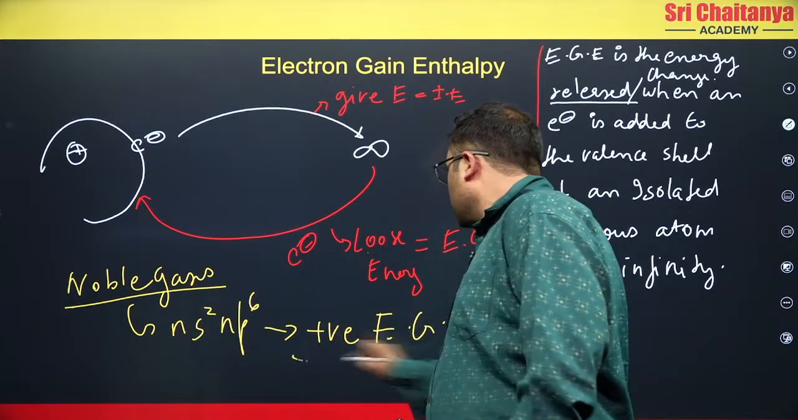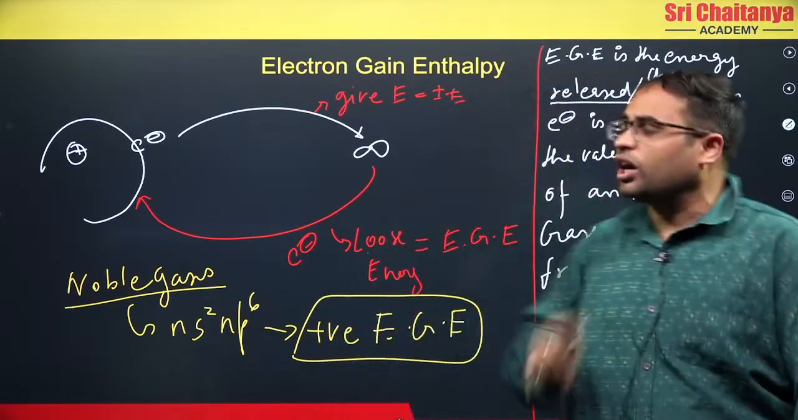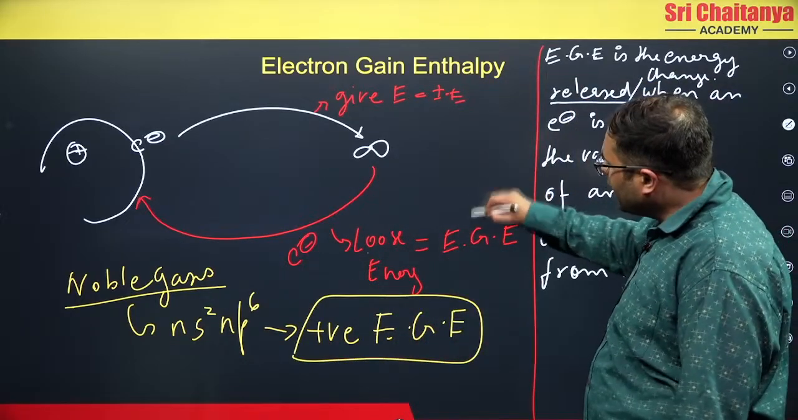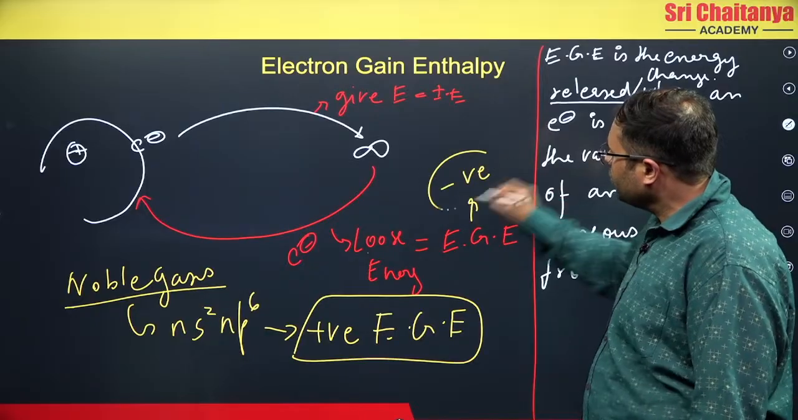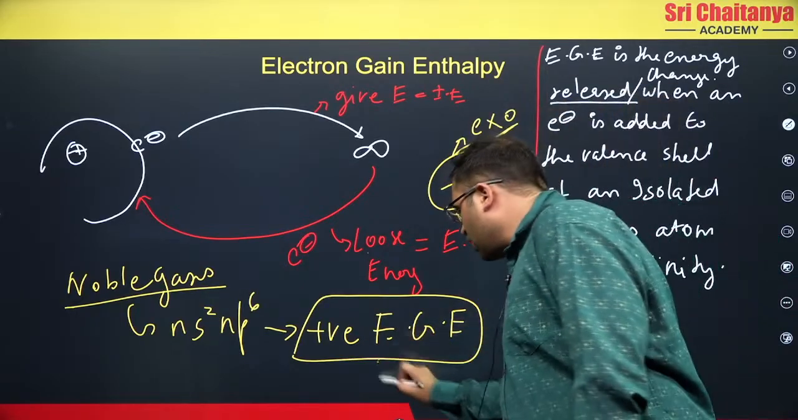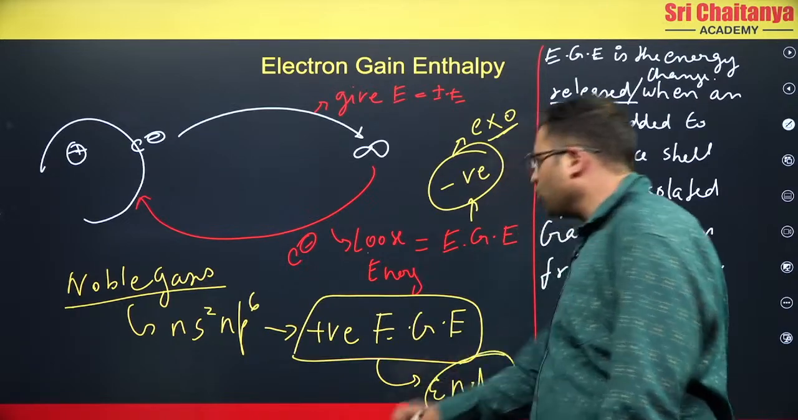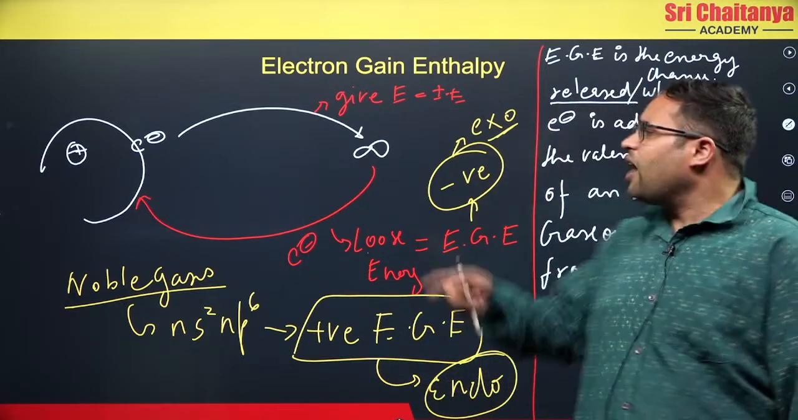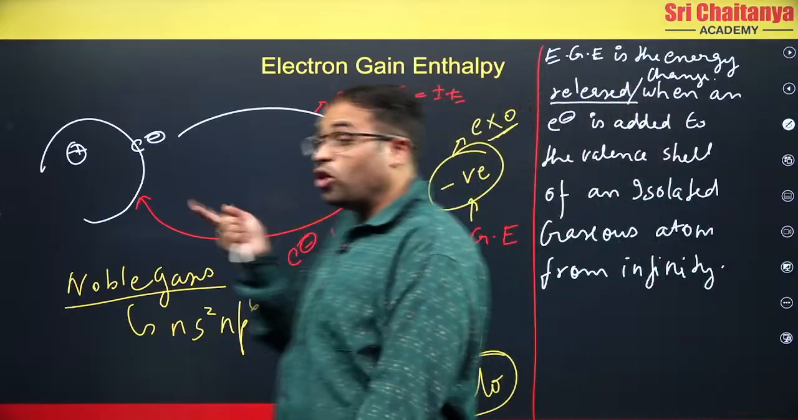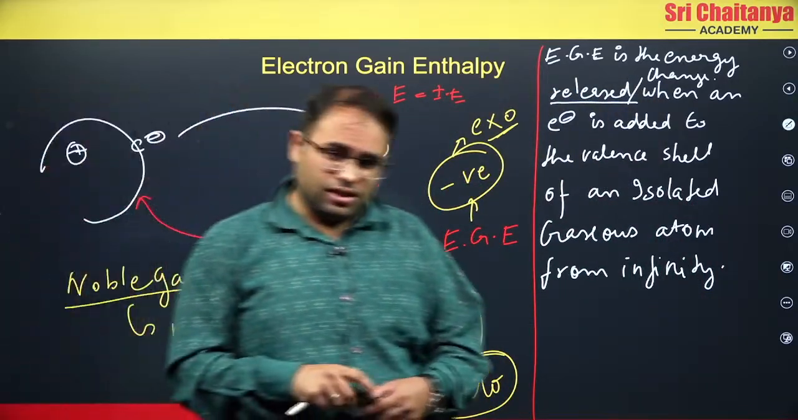Positive in chemistry means you have to give energy. It is an endothermic reaction. Normally electron gain enthalpies are negative, so these are exothermic reactions. For noble gases it is an endothermic reaction. You have to give energy. So that's why I have written change here. It can be positive also in the case of noble gases.